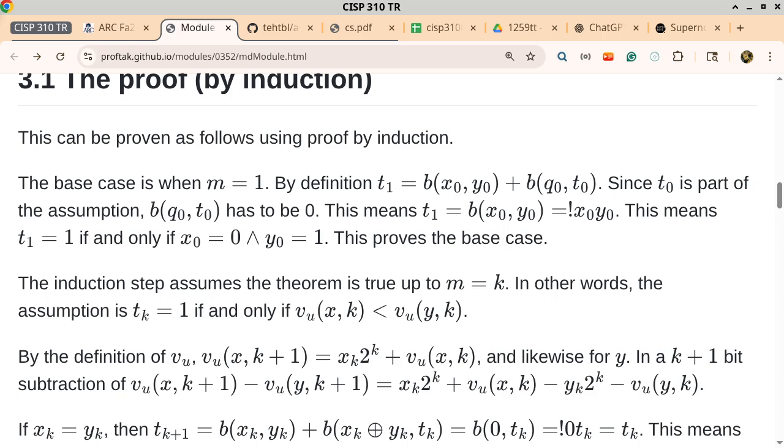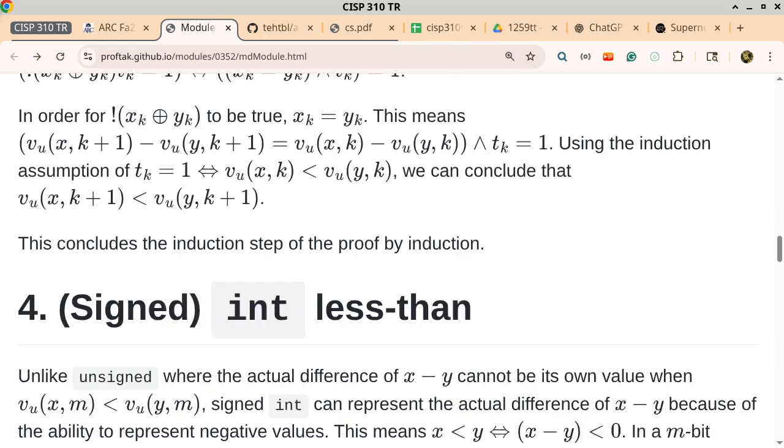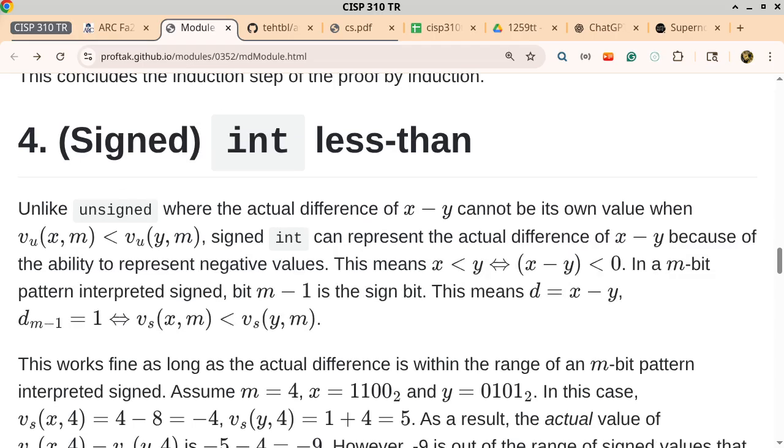So if you have taken CISP 440 already, this is a good test to see whether you can apply proof by induction. So for this class, if you don't know what is proof by induction, you can ignore the entire section 3.1. So that means we skip a whole big chunk of code here, and then we move on to signed interpretation.